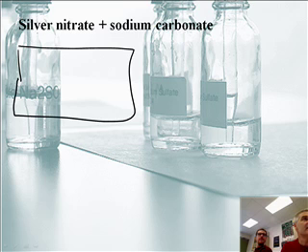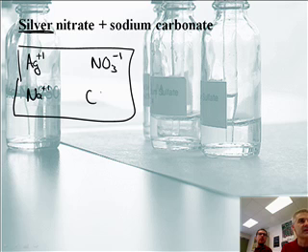All right, so we've got silver. Silver symbol is Ag. Charge of silver is +1. Nitrate is NO3, charge -1. And sodium is Na, +1. And carbonate is CO3, -2. That's what I meant. Yeah, okay, good. I'm glad you knew that.